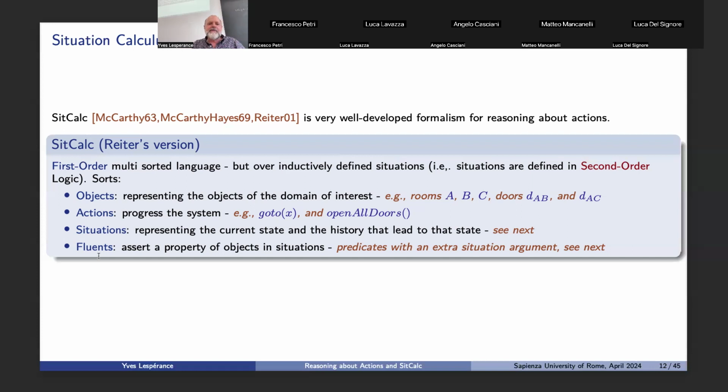And then you have fluents. Fluents are properties of objects that may change from one situation to another. So how do we represent these dynamic predicates, these fluents? Well, we use predicates where the last argument is a situation. So you can say that self is in room A in S0, the initial situation, and self is in room B after some action. Okay.